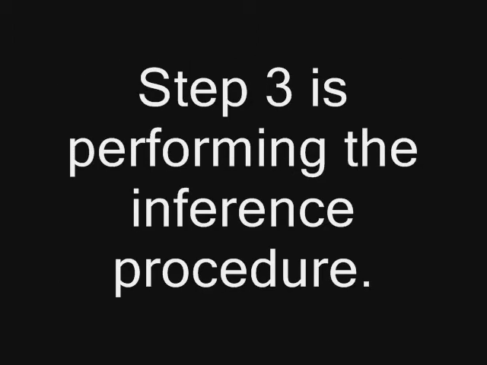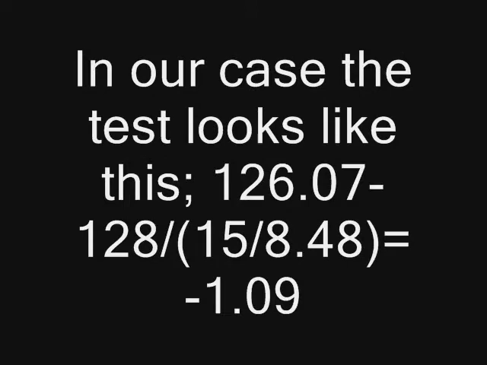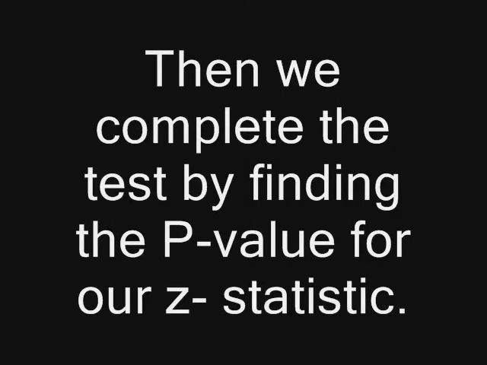Step 3 is performing the inference procedure. For a one-sample z-statistic, we find the z-value for our data by dividing the difference of the mean of your data and the mean set to represent the population by the quotient of the standard deviation divided by the square root of your sample size. In our case, the test looks like this.